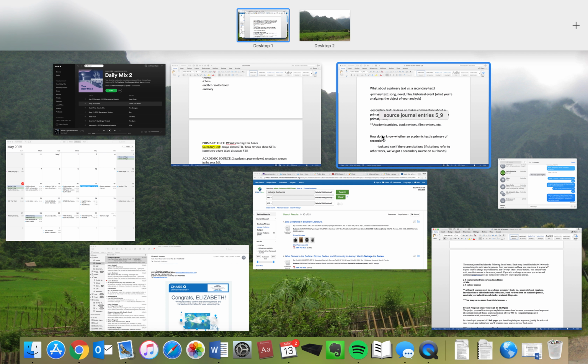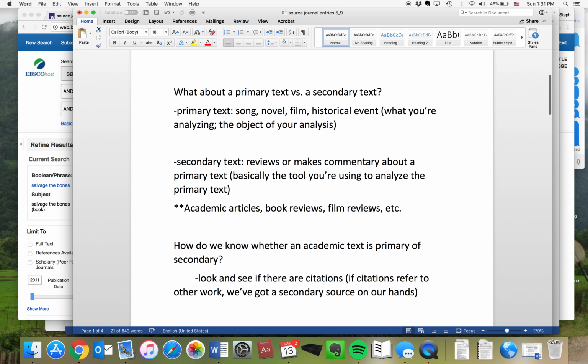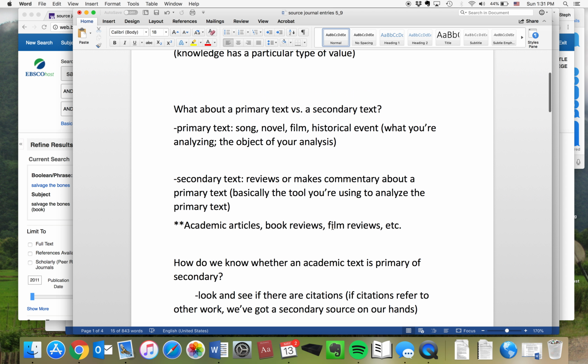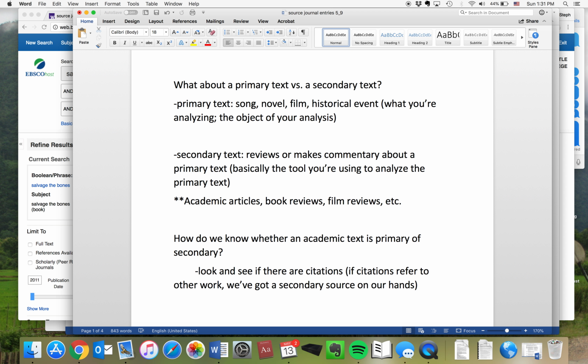So in this first video, I just want to go over what the difference is between a primary and a secondary text. I'll post these notes on our Canvas page, but a primary text is the first thing I want to go over. These are often the objects of our analysis. Say that we're writing a major project about gender and Salvage the Bones. The object of our analysis, the primary text, would probably be Salvage the Bones, right? It's the text that we're analyzing as our primary source.